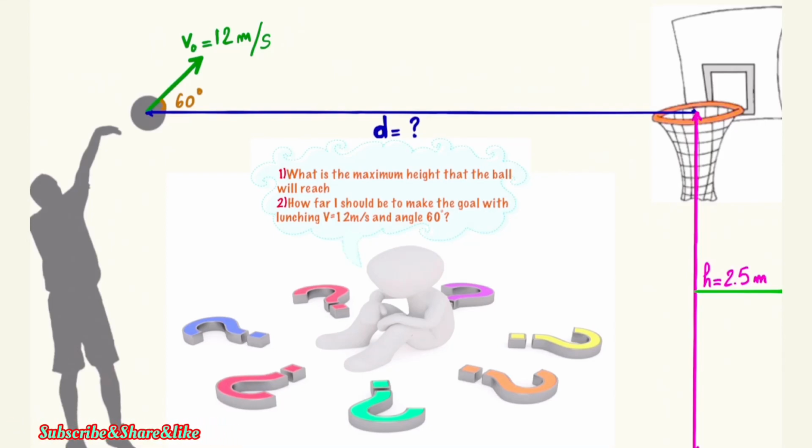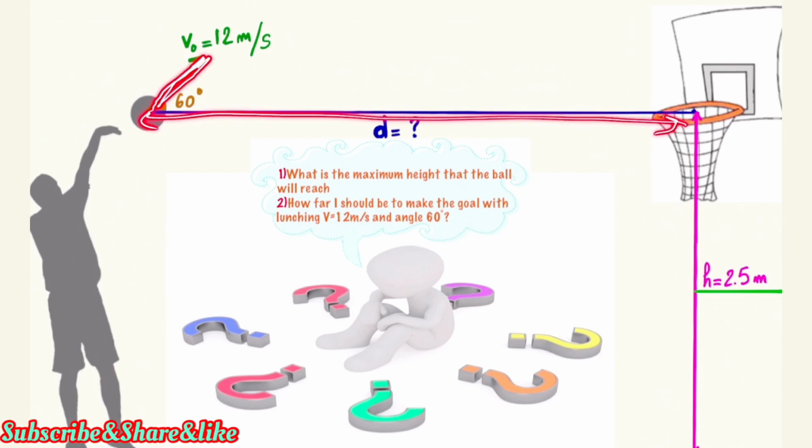Hello everyone, I'm Stefan. The idea behind this tutorial: we assume that your trainer asked you in what position you should be, how far from the basket, to make the goal at a launching speed of 12 meters per second and 60 degrees. So what you are asked is what position you will be, how far from the basket, if you shoot this ball at velocity 12 meters per second and an angle of 60 degrees.